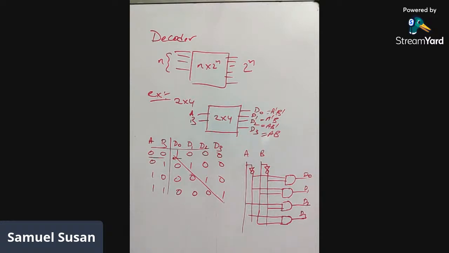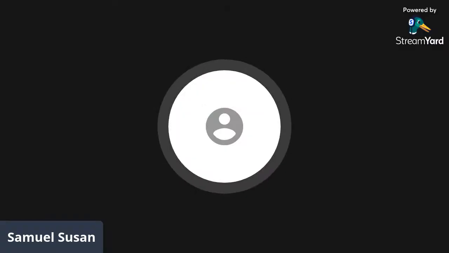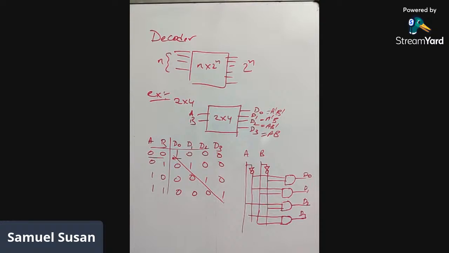Right? Now coming to encoders, encoder is just the reverse of this one. Right? Encoders are nothing but just the reverse of this one. It has 2 power n inputs and n outputs. Right? So in the PDF, you can follow that. We have simply the encoder diagram. So you can have 4 by 2 or else 8 by 3 circuits.